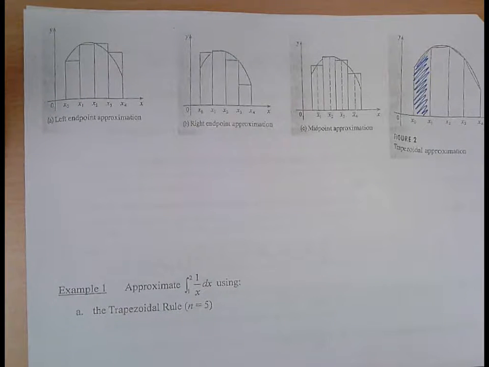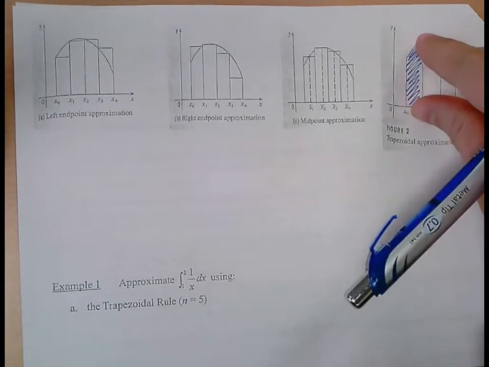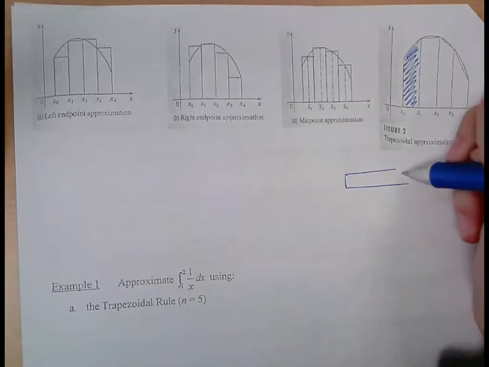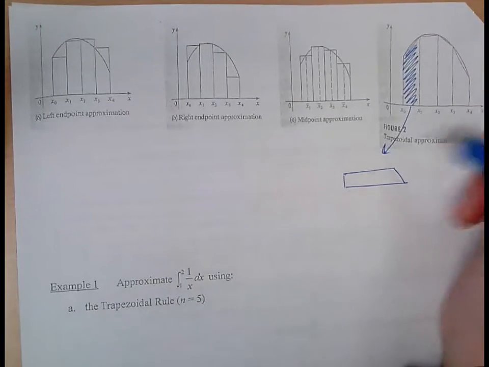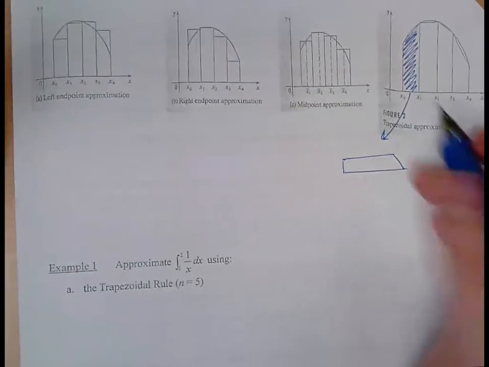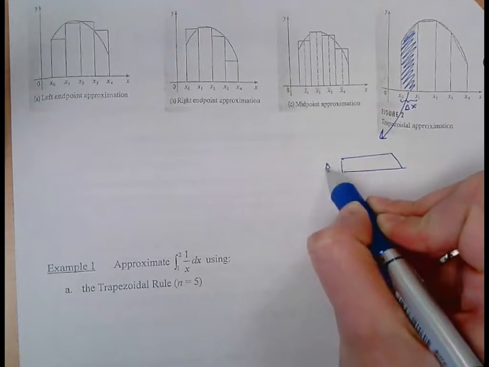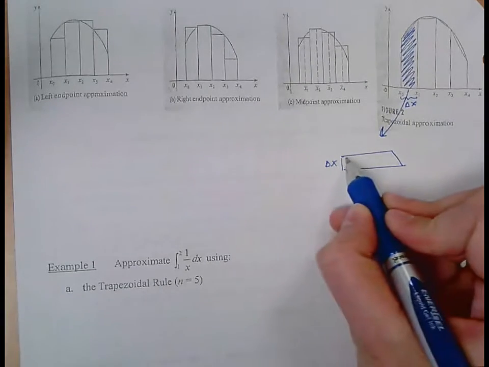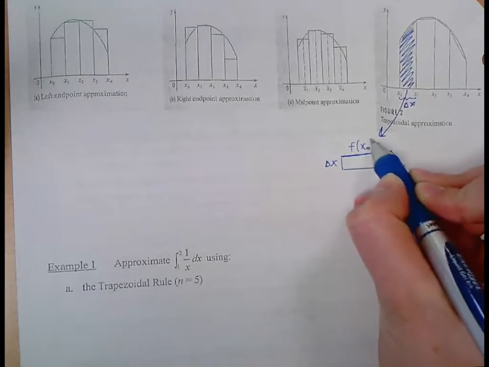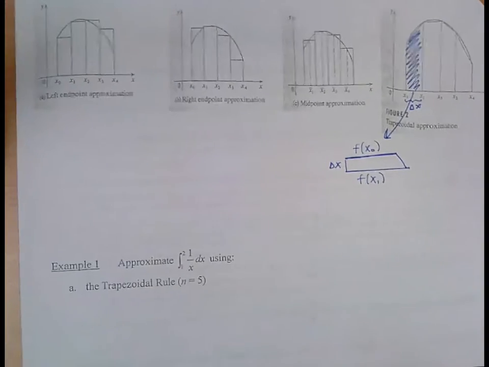But the reasoning behind this: I'm going to draw this trapezoid, but I'm going to turn it. I'm just rotating it so it's sideways, so it looks more like a trapezoid that you might be familiar with. This width is your delta x. And then this base, this length, would be whatever f of x sub 0 is. This one would be whatever f of x sub 1 is.